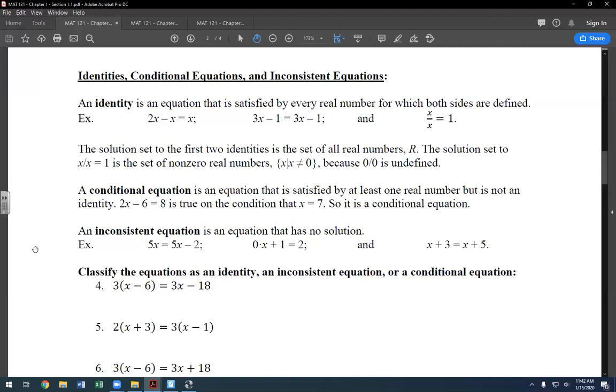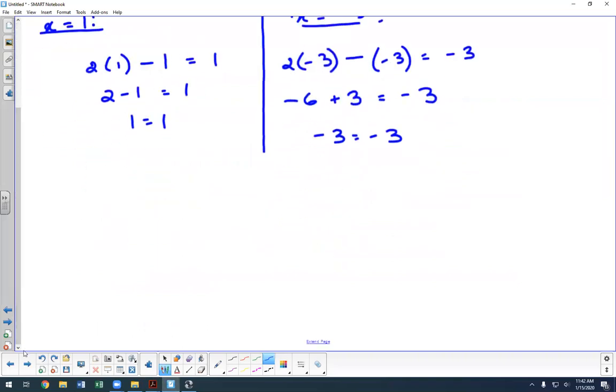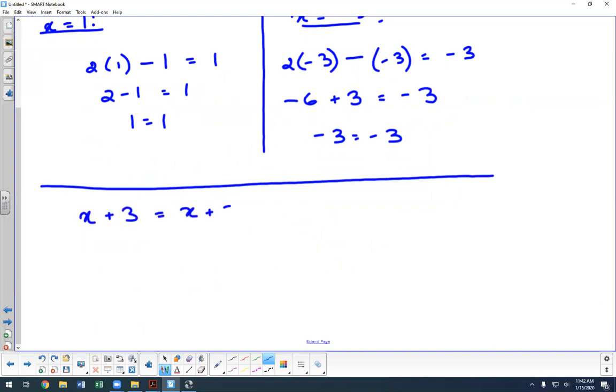So let's take a quick look at that example. So this one was x plus 3 equals x plus 5. So we can start by moving the 3 to the other side. These guys cancel out.